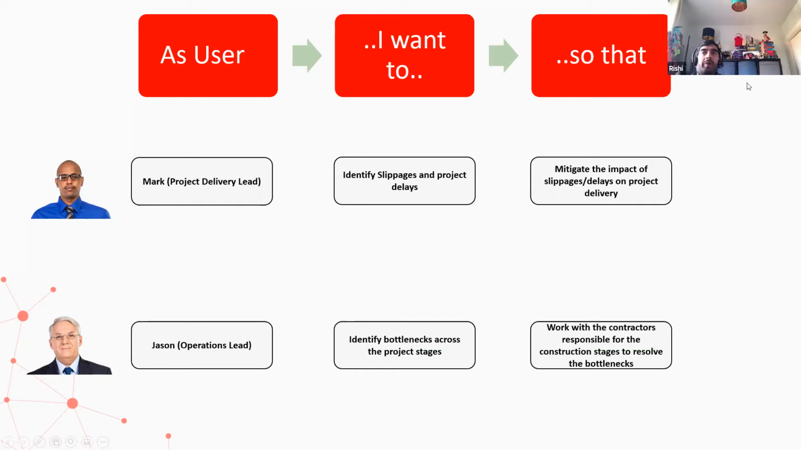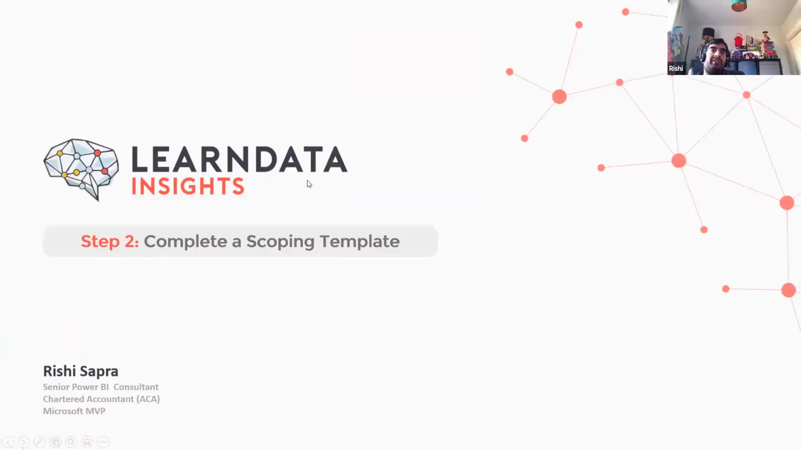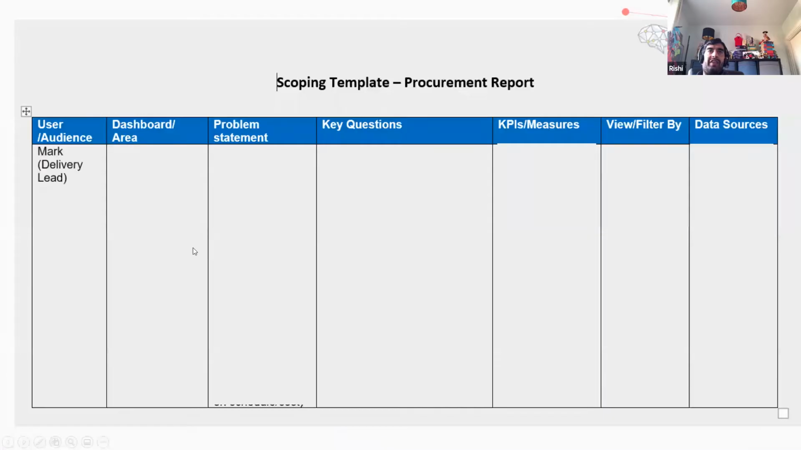Okay. So that's your first step, which is defining the user stories. The next step is then putting this into a scoping template. I've got examples to download, which you can do from here. It's just a Word document, so it's very, very high level.